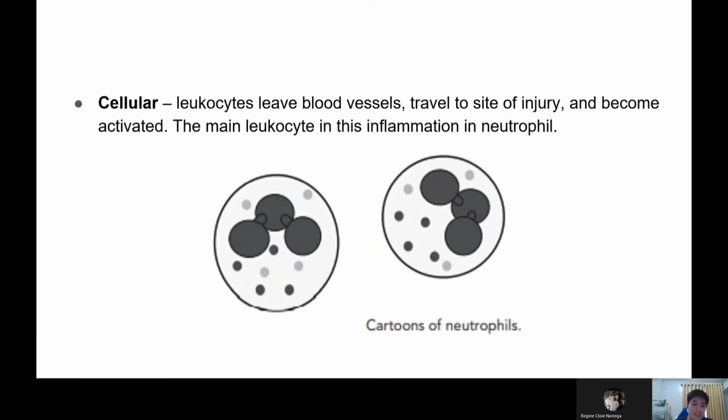Then, the last phase is called the cellular phase. Leukocytes leave blood vessels, travel to the site of injury, and become activated. The main leukocyte in this inflammation is the neutrophil. This phase is also known as the period of recruitment. In this phase, leukocytes are recruited to the site of injury, which destroy bacteria at the site and lead to directing other cells to start removing dead and dying cells so that the healing process can start.